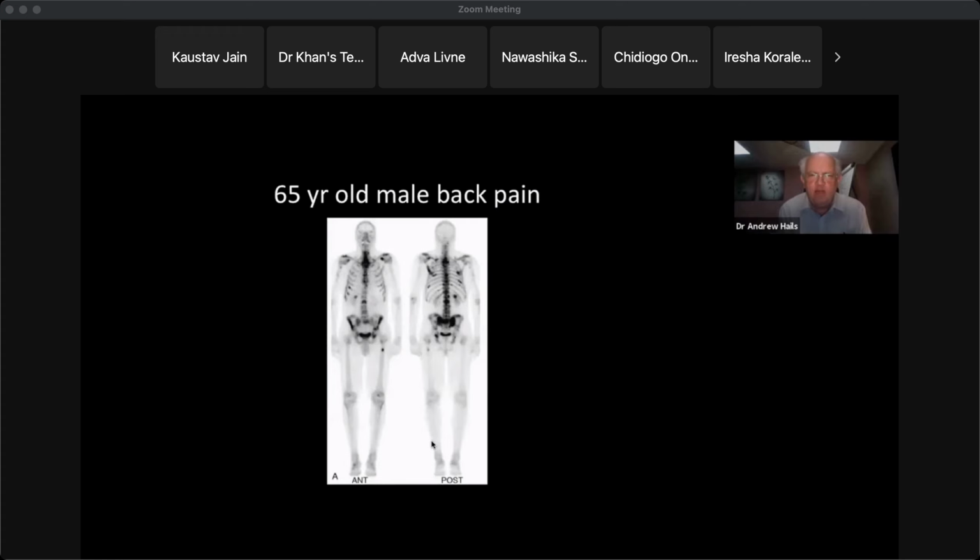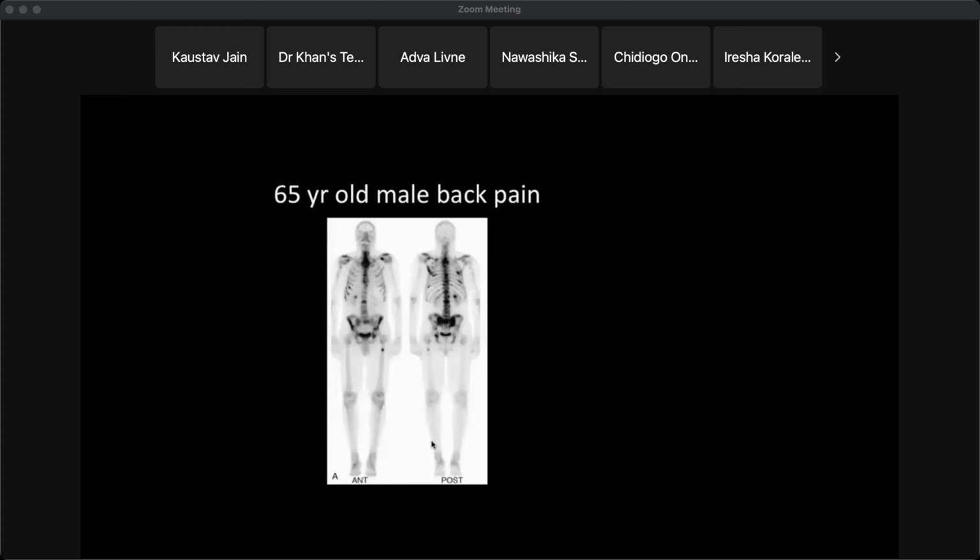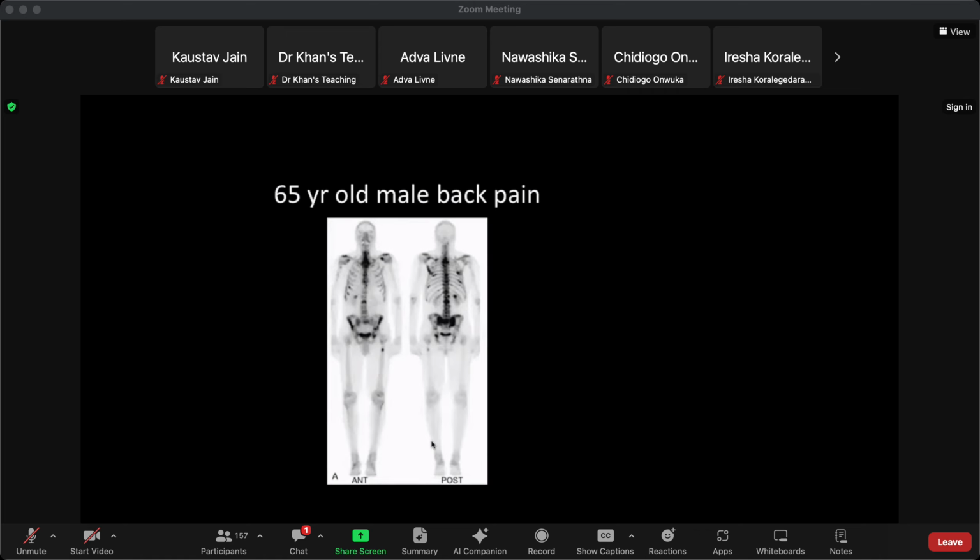Anyway, it is hopefully straightforward. You've got a 65-year-old male with back pain. Would you like to comment on this bone scan, please? Yes, I've got anterior and posterior views of a whole body bone scan demonstrating multifocal increased uptake in the vertebrae and also bilateral ribs. There's some uptake in the pelvis as well. In a 65-year-old man, I'll be suspicious of sclerotic metastases, likely from a prostate primary.